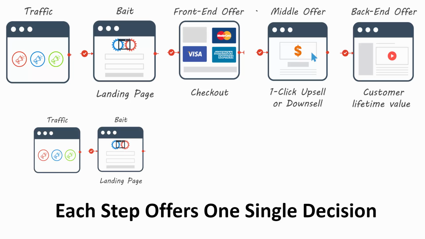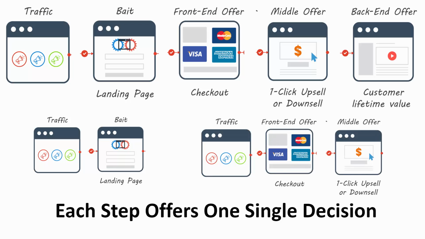Now, you could just have traffic sent to an opt-in page. That is, let's say you're just doing lead generation. That's how your funnel would look. You don't need any other steps after that. Or you could do a traditional e-commerce funnel. You've got traffic going to an offer, and then you have your series of upsells.